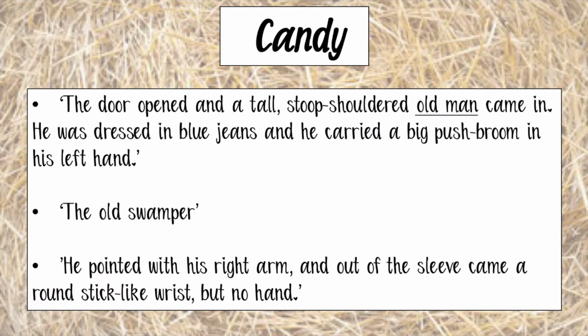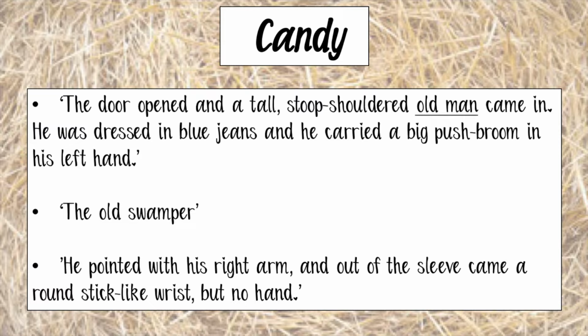So let's look at how Candy is described when we first meet him. "The door opened and a tall, stoop-shouldered old man came in. He was dressed in blue jeans and he carried a big push broom in his left hand." Like the other men, he's wearing blue jeans, so he's a general labourer on this farm. But Steinbeck emphasises that he's an old man and he's stoop-shouldered. He's so old that he's starting to hunch over, which, if we think about the imagery, creates a sense of vulnerability about Candy.